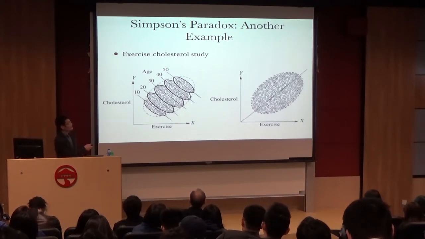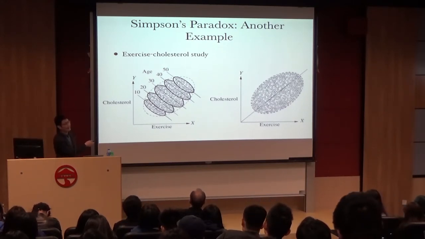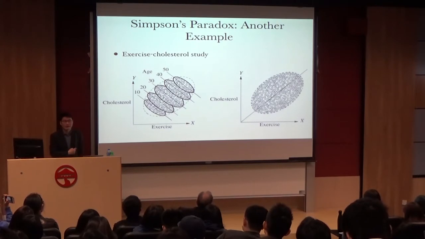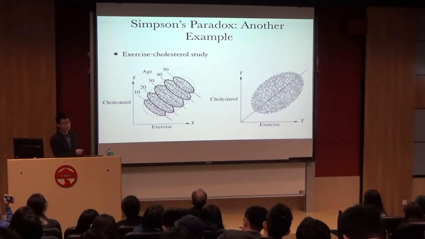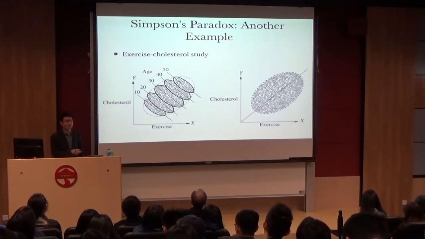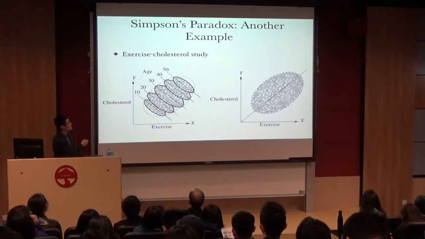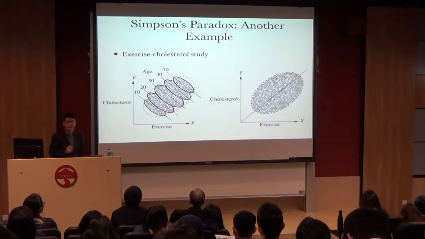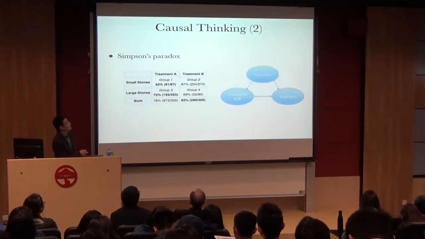However, if you merge the data, if you put all people together, you can see there's a positive correlation between exercise and cholesterol. That means the more exercise you do, the more cholesterol you are going to have. This is completely wrong, because you cannot just trust the correlation. Right? You want to change this. You care about the effect of intervention, the effect of the choice. So how can you solve the problem?